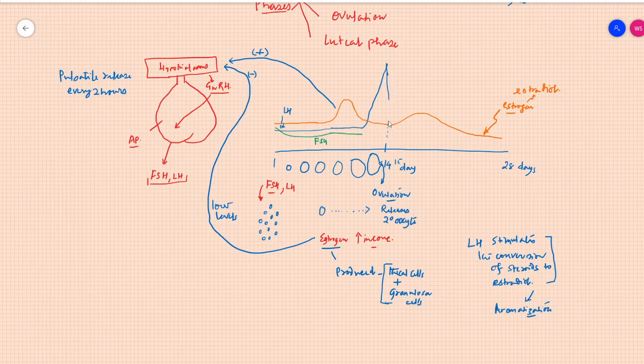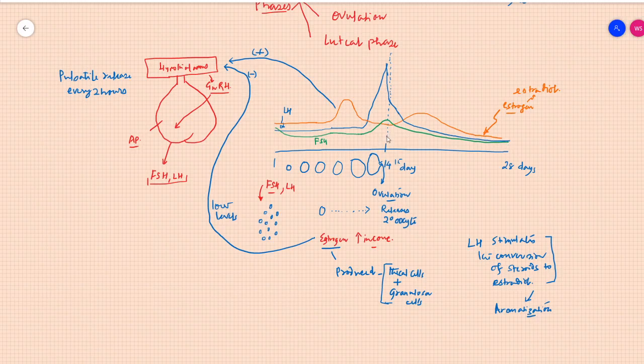So if this is the ovulation, just ahead of ovulation, the peak level of estradiol, LH is seen. And this again tapers down. So this FSH also increases, but it doesn't increase as much as LH. So that goes like that.